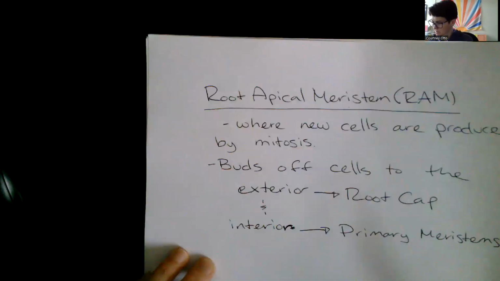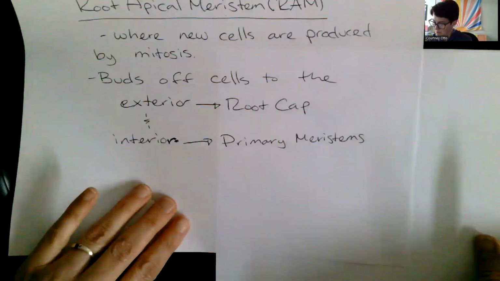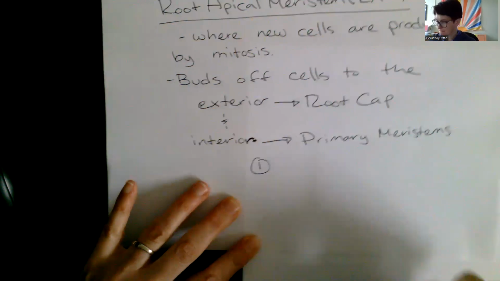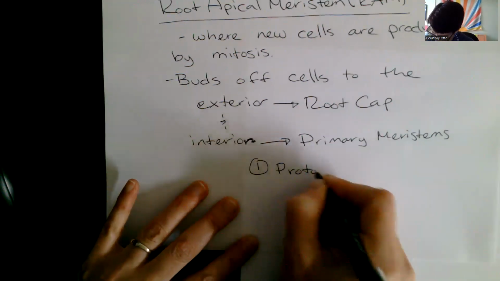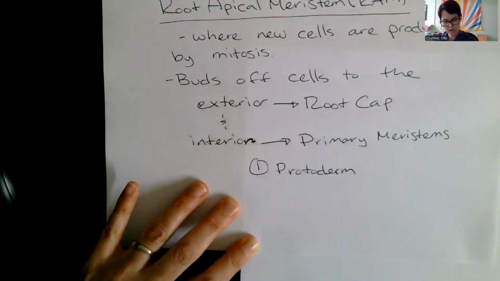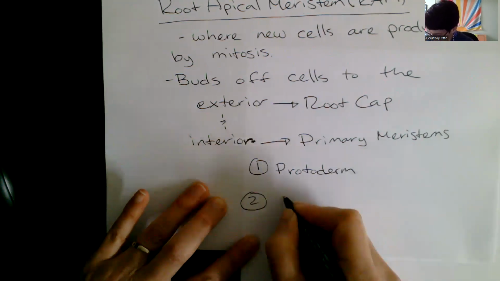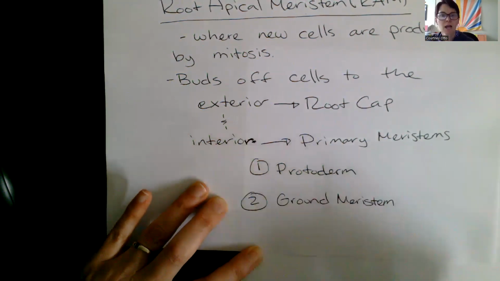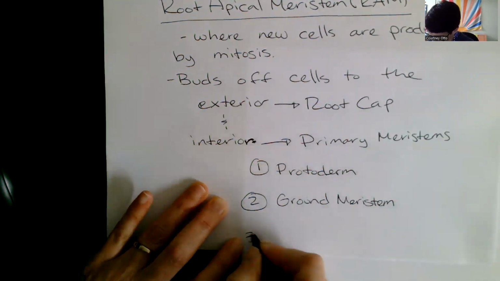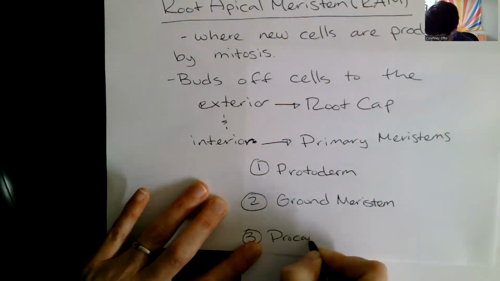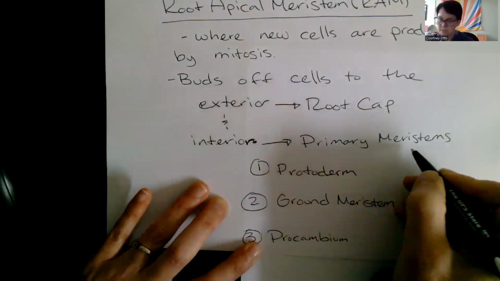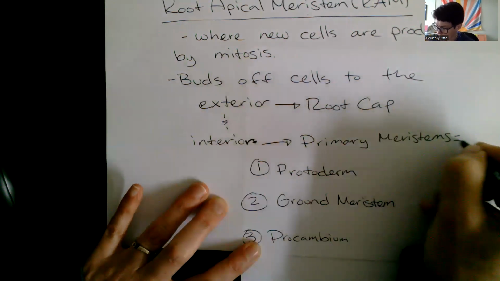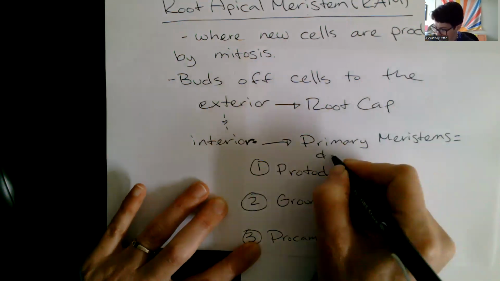So let's just write down the names of those three primary meristems. We've got these three primary meristems. We've got the protoderm. We've got the ground meristem. And finally, we've got the procambium. So the fate of these primary meristems is to really accomplish primary growth. And so these develop into primary tissues.